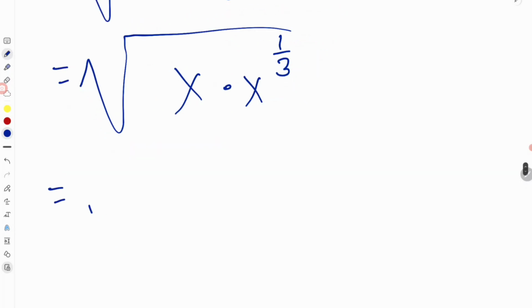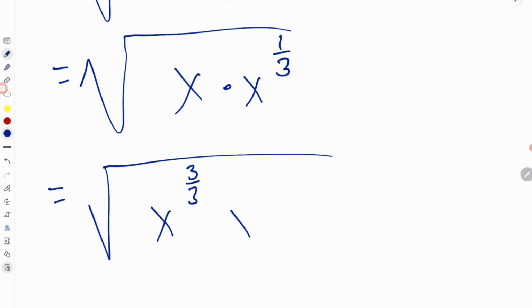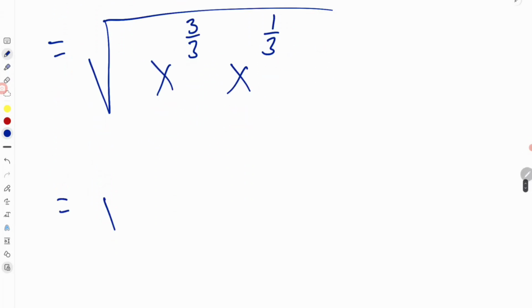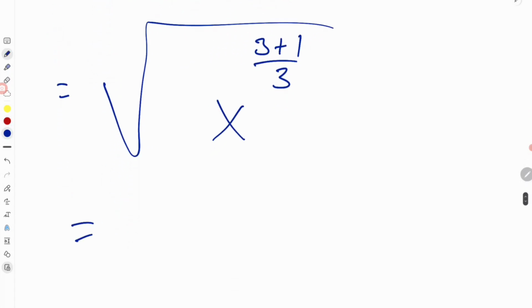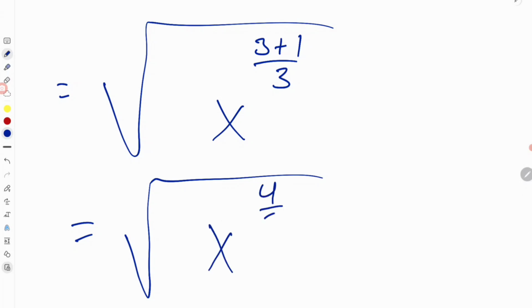Now we will do the square root of x to the 3/3 times x to the 1/3. So we're doing that because here there's a 1, so that converts into 3 over 3, which is also 1. We can do then the following. The square root of x raised to the 3 plus 1 over 3. Because here we have the same bottoms, 3 and 3, then we can just add the 3 and the 1 to make 3 plus 1 in the numerator of the fraction there. So that's going to give us then the square root of x raised to the 4/3.